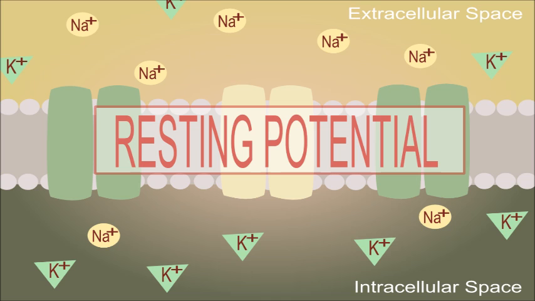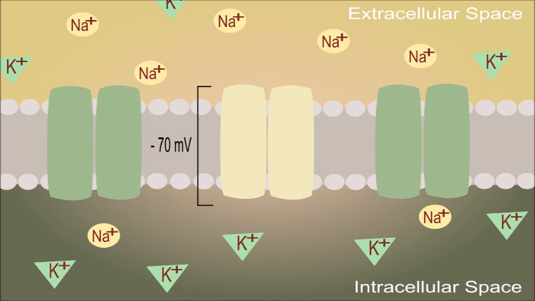The voltage difference between the intracellular space and the extracellular space when a neuron is in its non-activated state is the cell's resting potential, which is around -70 millivolts. The resting potential is the electrical charge the cell has when it is resting and not stimulated by any open ion channels.